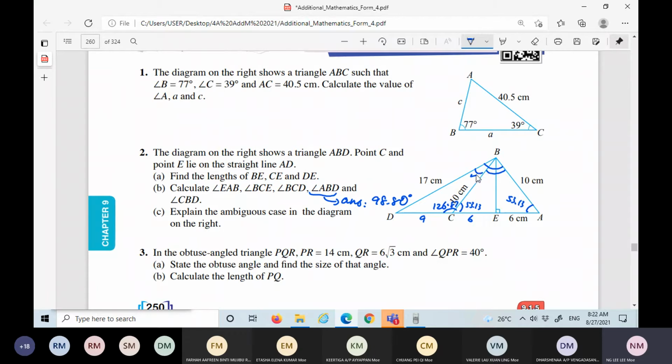And then you see the diagram. So this angle is an acute angle. So you just use this plus this, you will get 98.8. It's not the other, the acute angle.